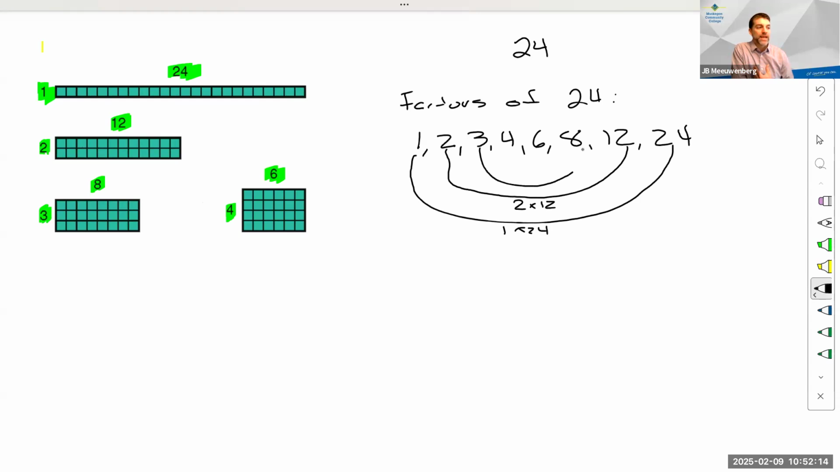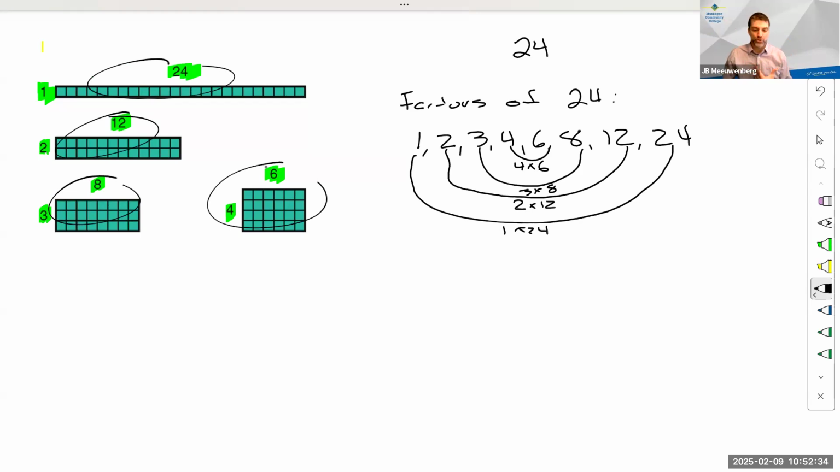And then 3 times 8, and then 4 times 6. It's like an upside down rainbow, right? So the factor rainbow, there you go. So that's a way of connecting two factors together that would make any of these arrays. So again, it's just another way to pair up those factors.